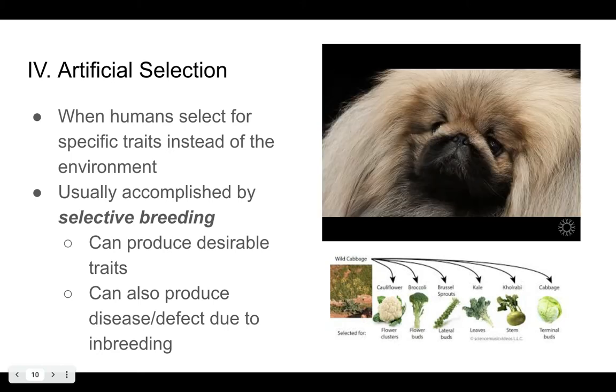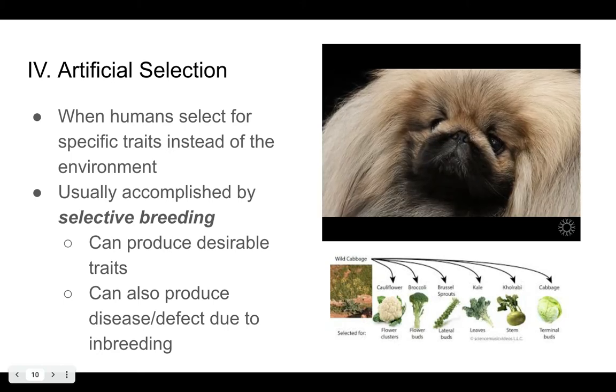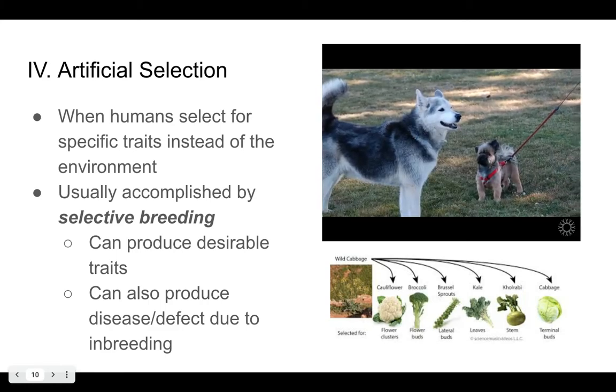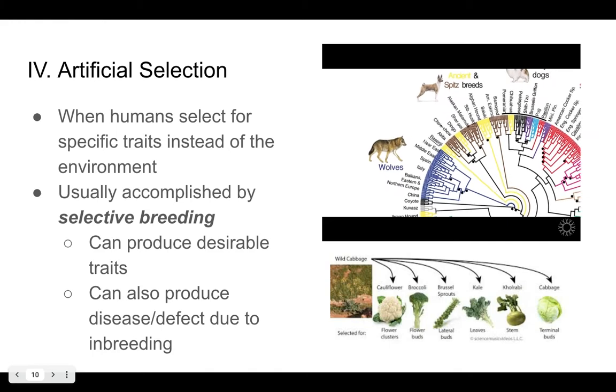The Pekingese dog is one of the oldest breeds of dogs, and it is one of the breeds that is most genetically similar to wolves. We can see many differences between modern domestic dog breeds and their wolf ancestors.